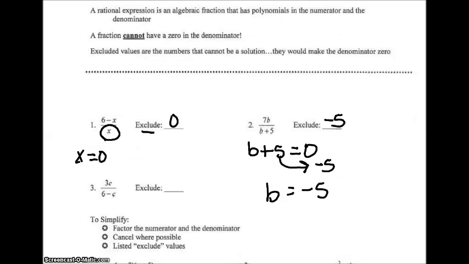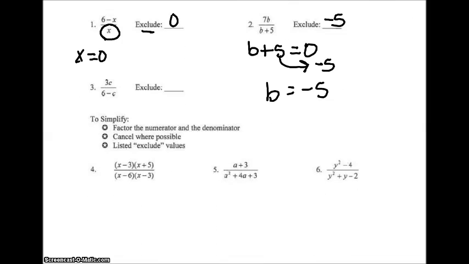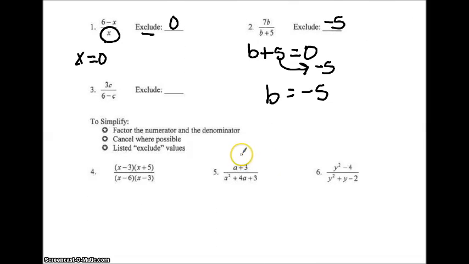When you actually solve it, which we will eventually get to, if negative 5 was one of the answer choices, you would mark it out because it cannot be negative 5. Number 3, you're going to say 6 minus c equals 0. Now be careful on this because we have a minus c. You could move your 6 over and subtract it, and so you have negative c is equal to negative 6. You cannot have a negative c, so you change both sides. c is equal to a positive 6, so you exclude 6. It's very important that you understand this exclude situation.